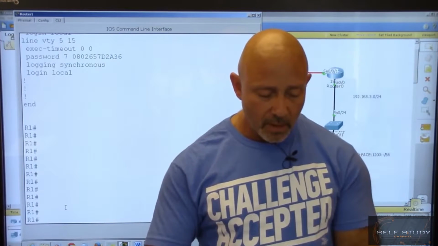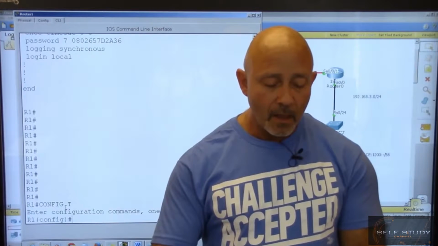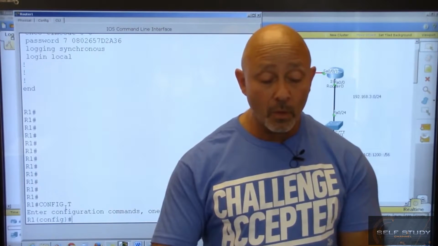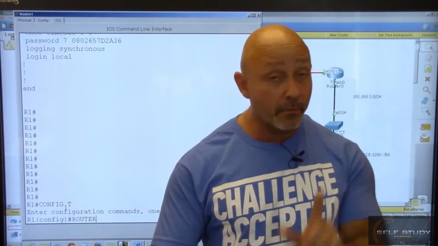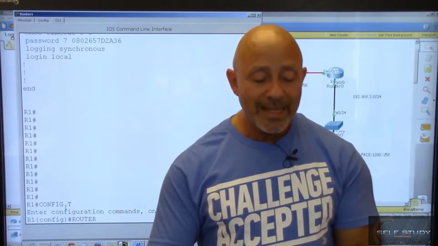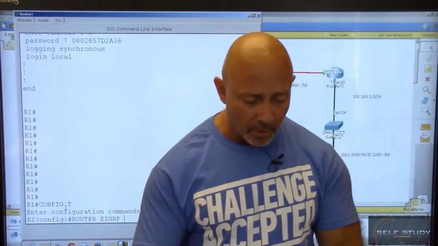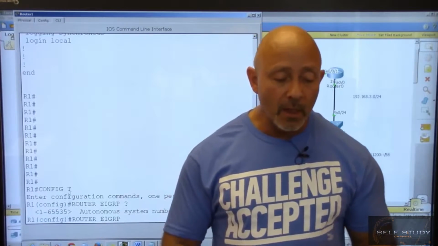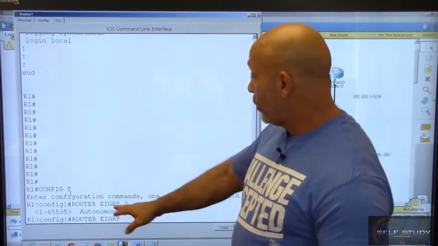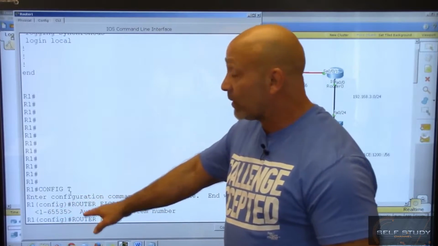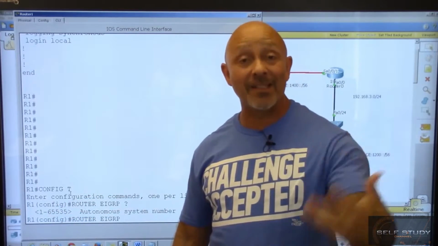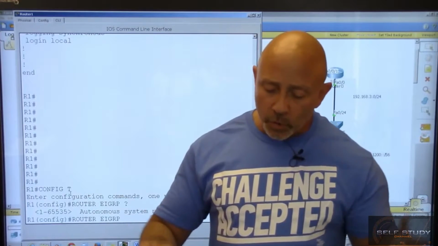We're right here. Okay, let's hit enter a couple times. So we're going to go config t, and we're going to go router. This is for version 4. Router EIGRP. Now we need to pick an autonomous system. Let's hit a question mark just to verify what I said earlier. So there you go. So I'm not wrong. We do have from 1 to 65,535 autonomous system numbers. All right, so we're going to choose one.